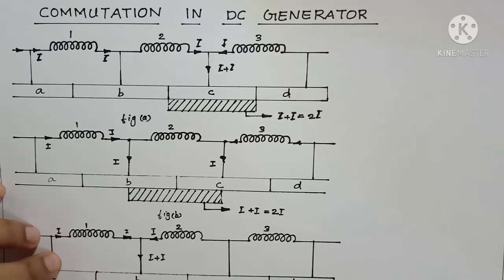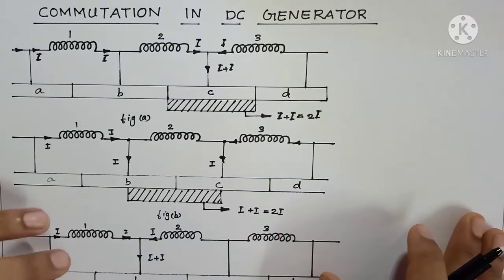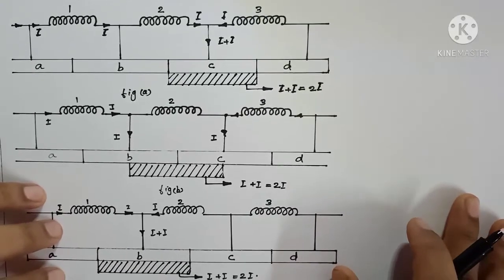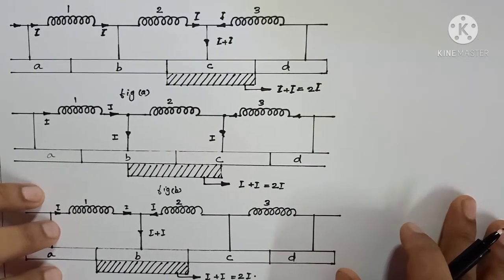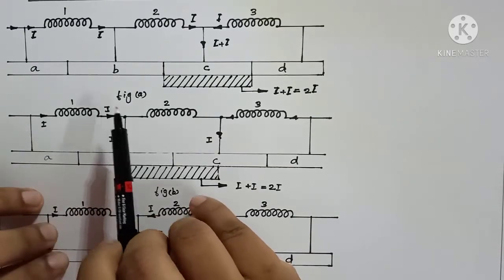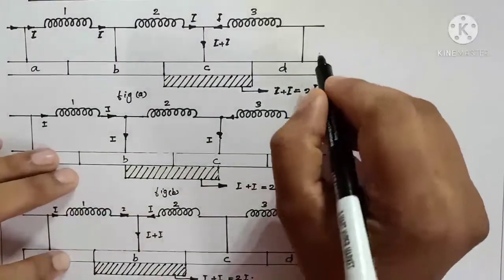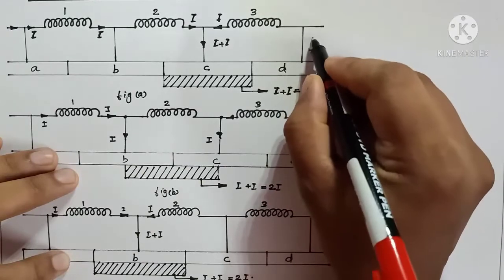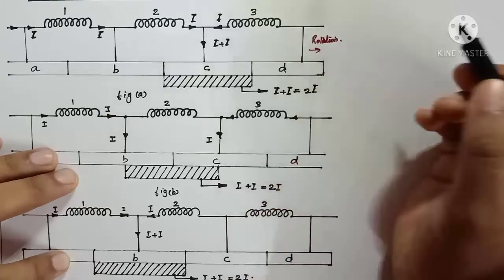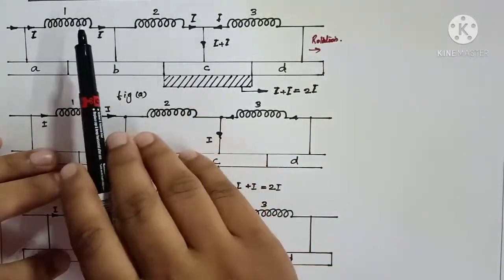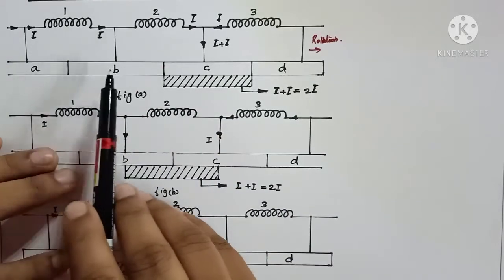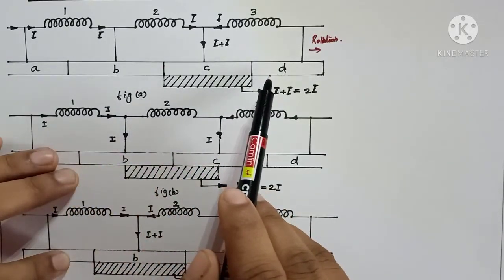You can understand the commutation process easily by using three figures. I think it is visible for you. Here you can see the first figure. The rotation can be in this direction. Again here you can see three coils: coil 1, coil 2, and coil 3. A, B, C, D will represent the commutator segments.